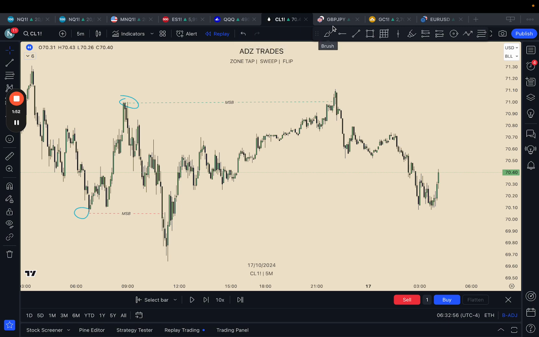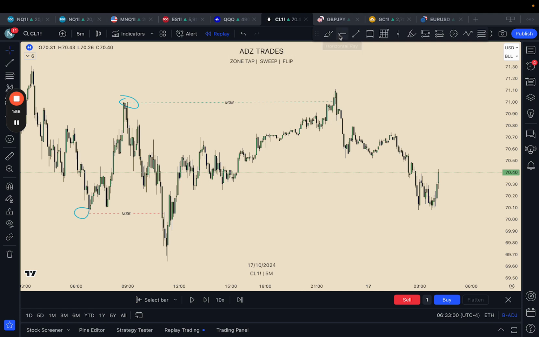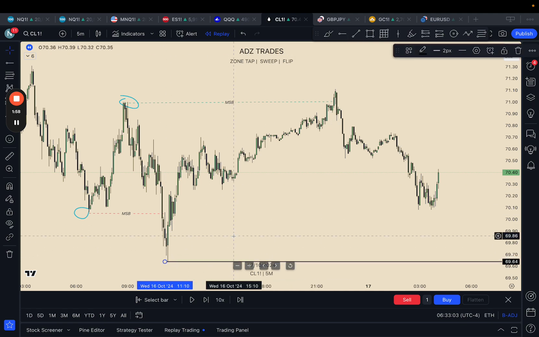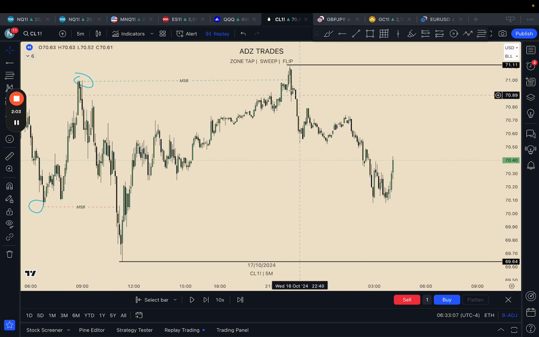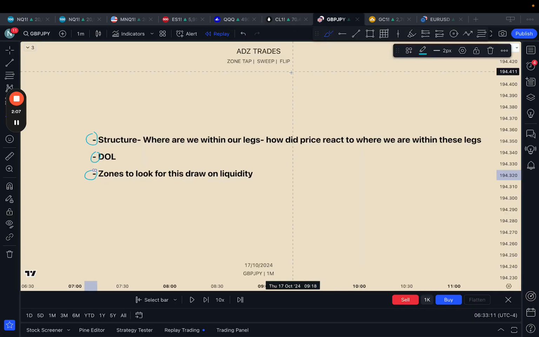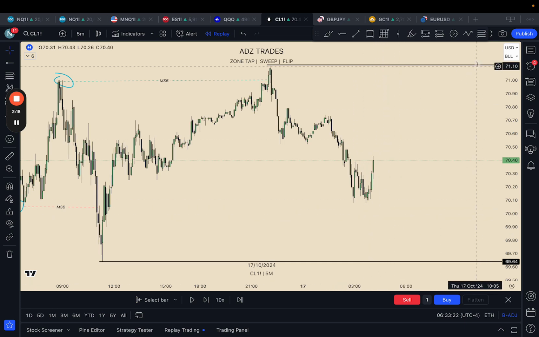So now, what have we established? We've established our structure. Our structure is bullish from where to where? From this low to this high, we are bullish as long as this low doesn't break. What's the second step? Where are we within our leg? What I mean is between this low and this high, where are we? Are we in an area of premium, or are we in an area of discount? We want to make sure we're selling in premium and we're buying in discount.